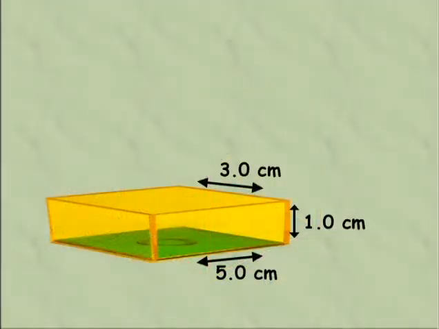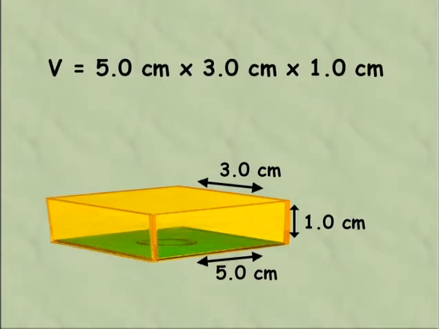You have a rectangular solid with a length of 5.0 centimeters, a width of 3.0 centimeters, and a height of 1.0 centimeters. What is the volume of this solid? Well, you should have multiplied 5.0 centimeters times 3.0 centimeters times 1.0 centimeters to get 15.0 centimeters cubed.